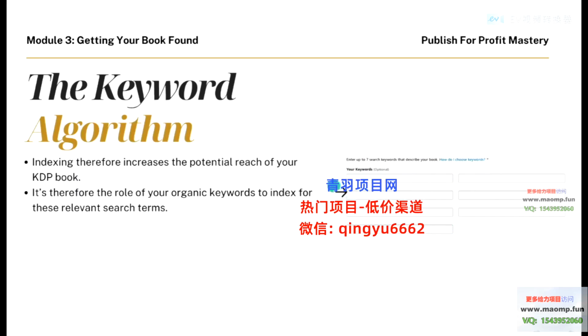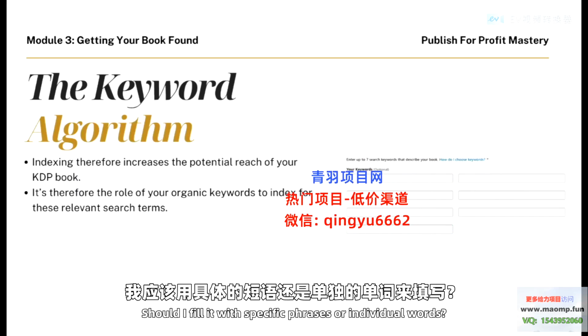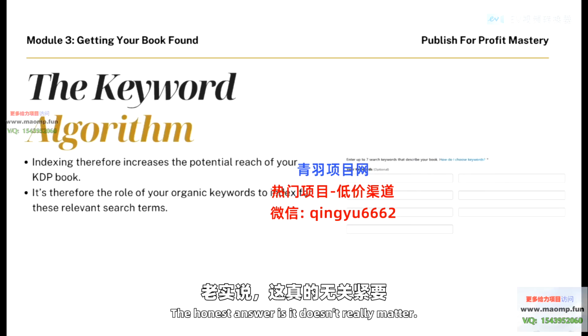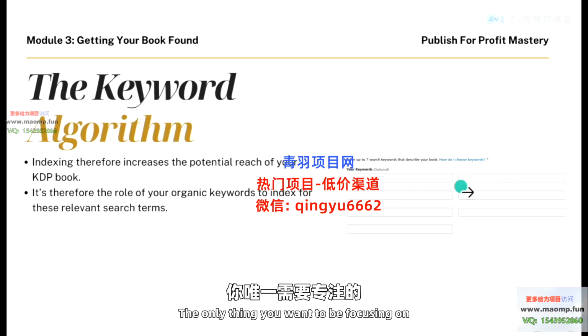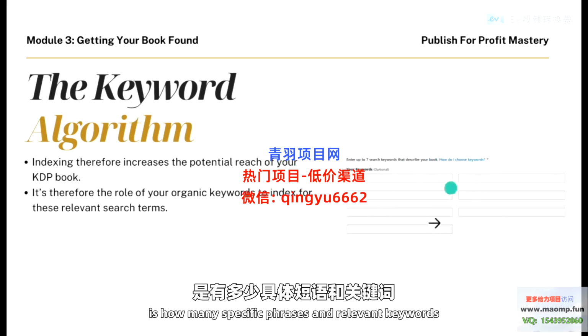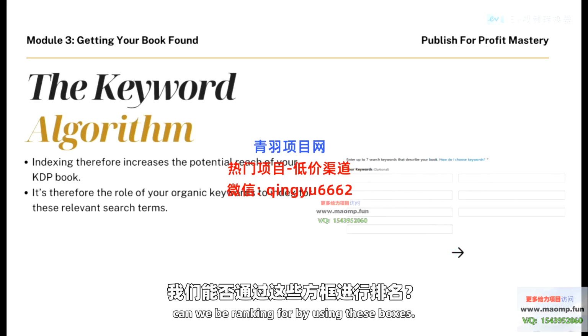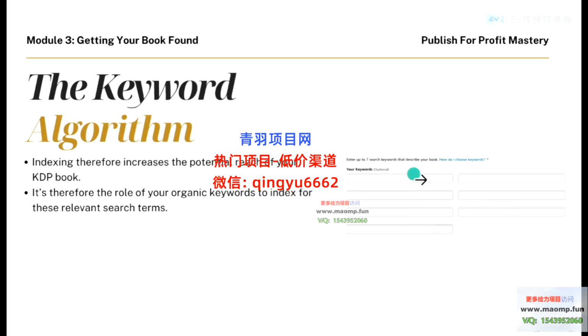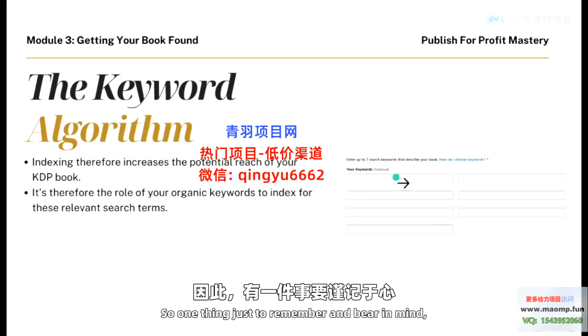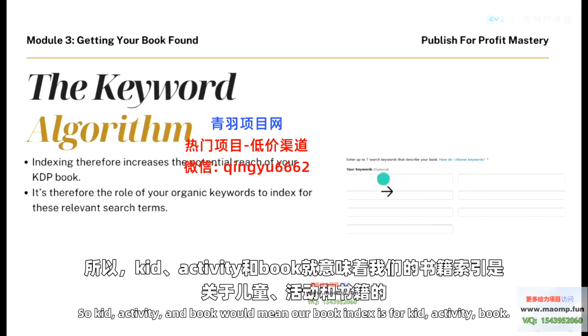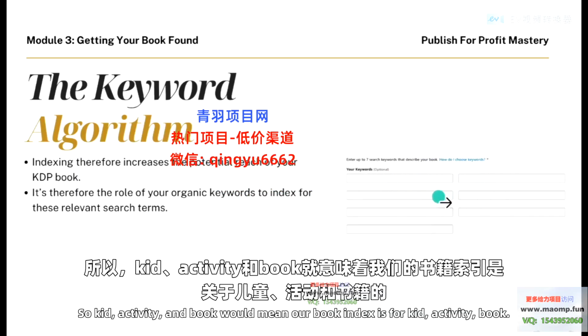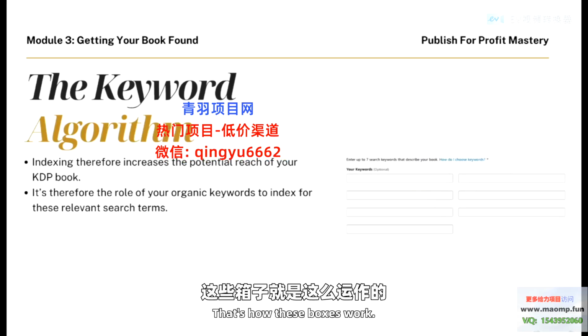Now, some people say, should I fill it with specific phrases or individual words? The honest answer is it doesn't really matter. Many people have different strategies. The only thing you want to focus on is how many specific phrases and relevant keywords we can be ranking for by using these boxes. So one thing to remember and bear in mind: Amazon can cross-reference between boxes. So kid, activity, and book would mean our book is indexed for kid activity book. That's how these boxes work.